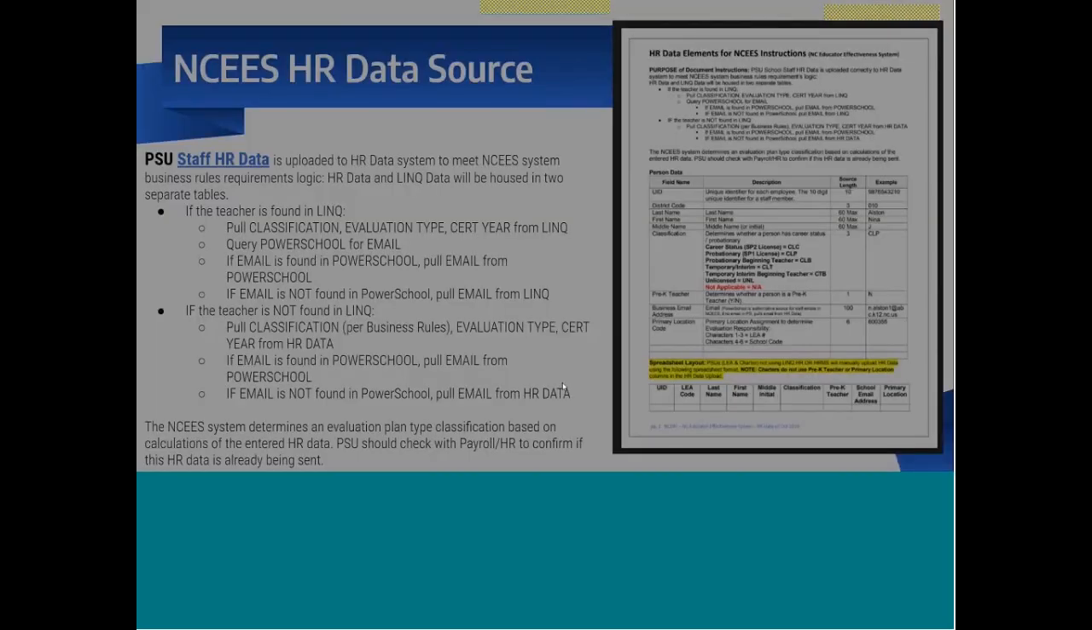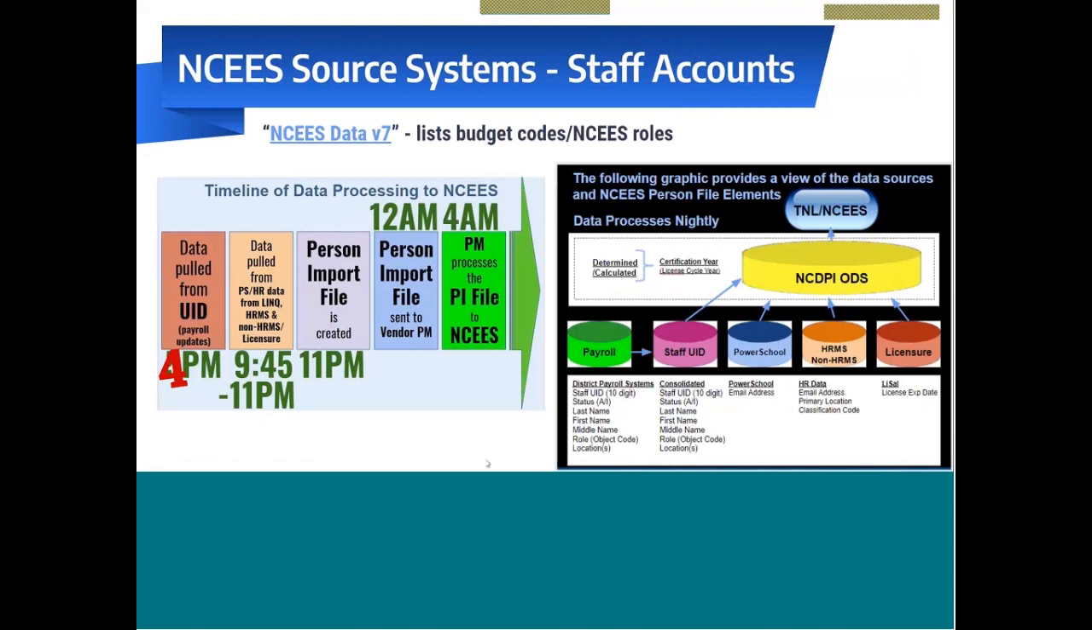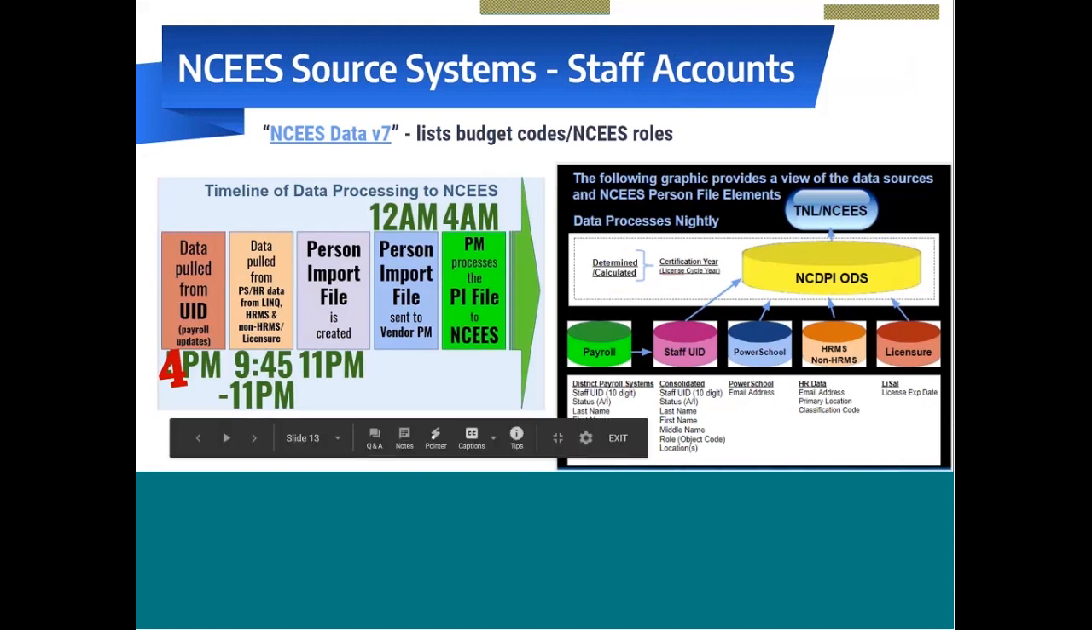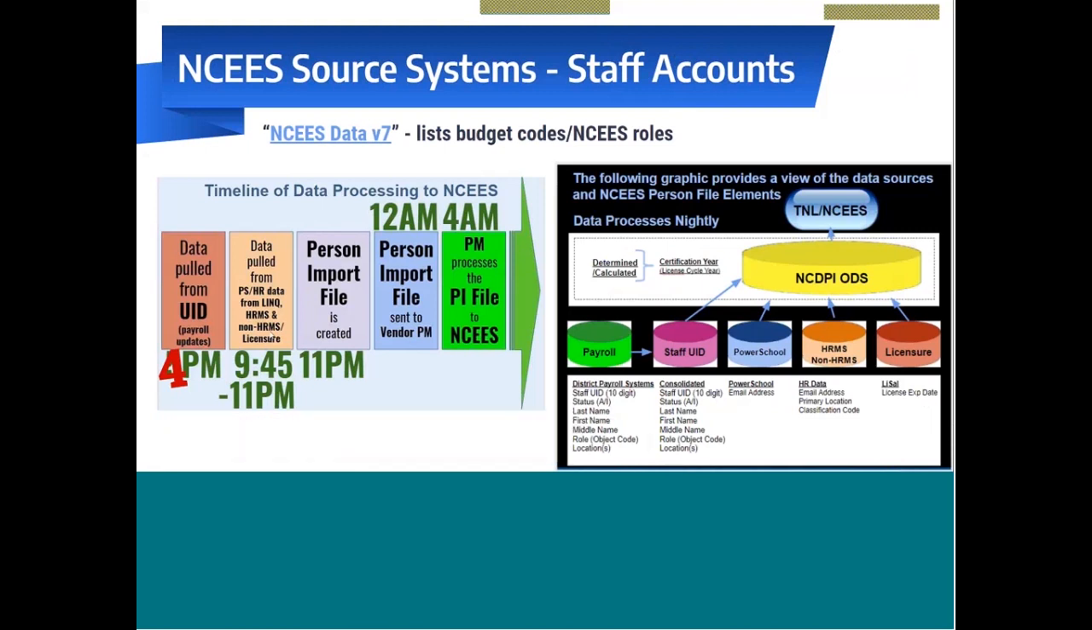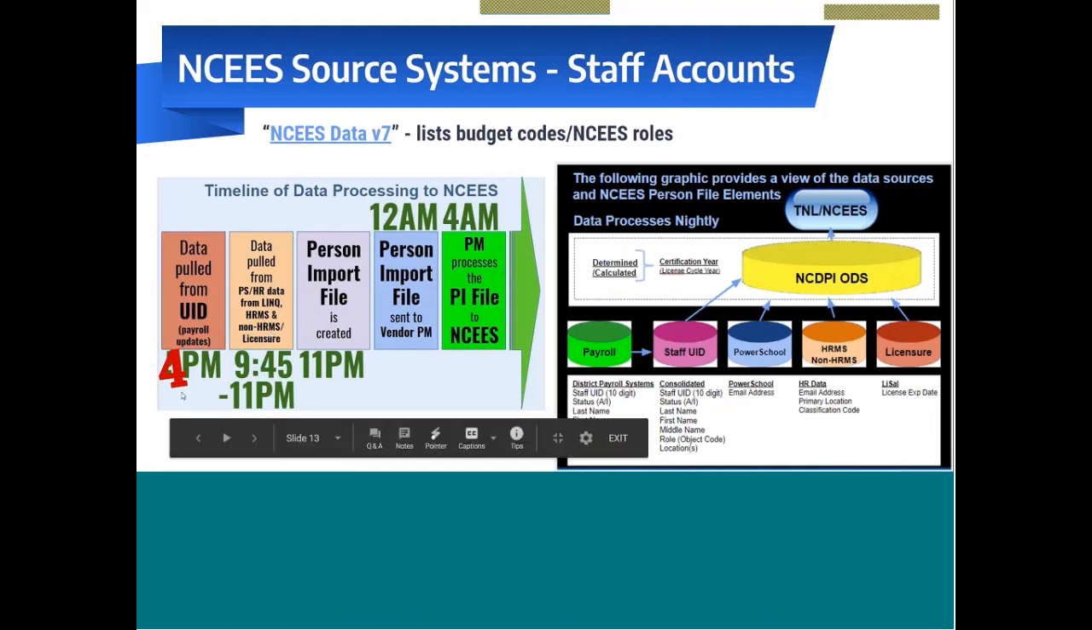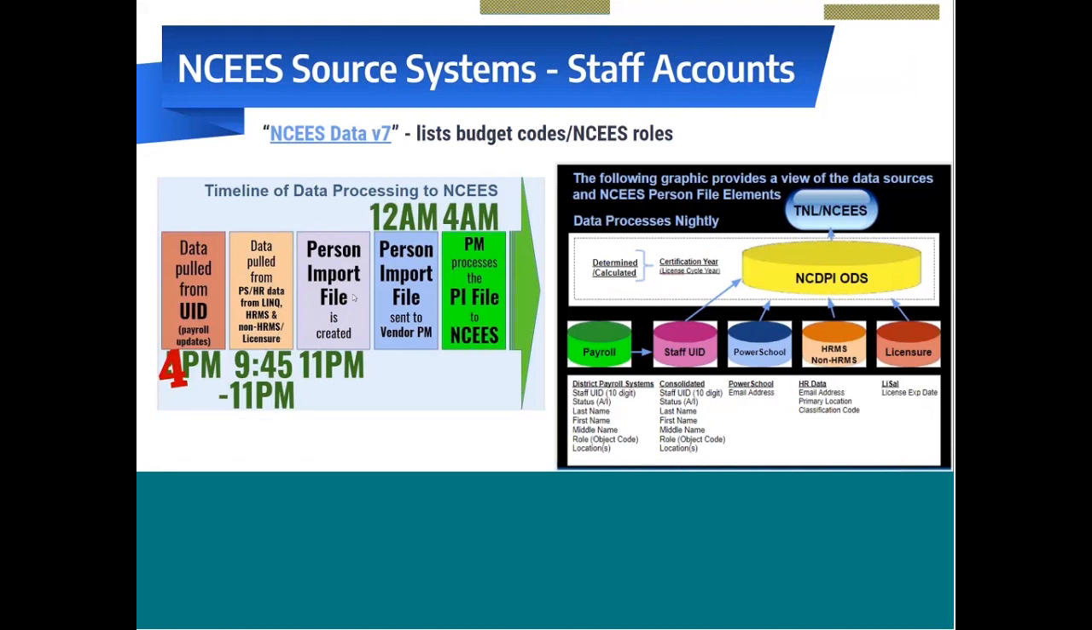And here's your source file timeline. We pull data from UID, from HR. We also get data from licensure. We start pulling around 4 p.m. now, and then between 9:45 and 11, the remaining HR and licensure data comes in. And then we create that T&L person import file about 11 o'clock at night.